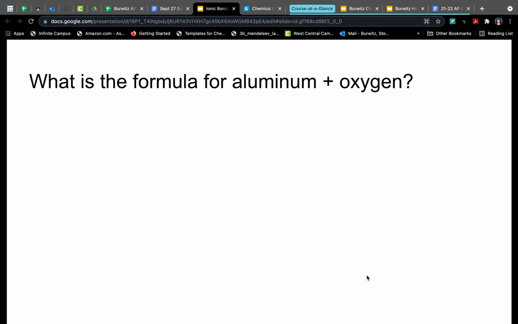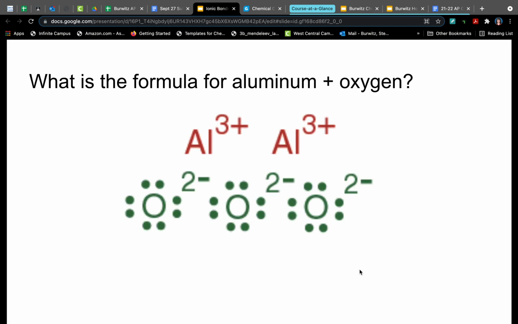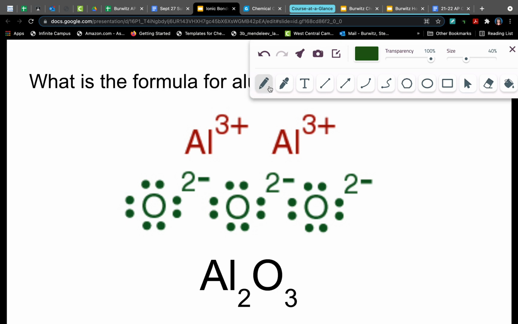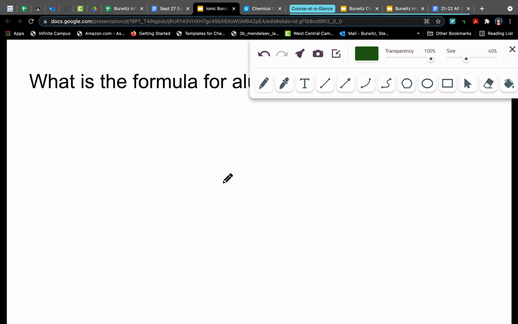How about aluminum and oxygen? Aluminum has a +3 charge. Oxygen has a -2 charge. Their common multiple is 6. So we need 2 aluminums and 3 oxygens to make that work. Now, if you're somebody who's not super great with math, I'm going to show you a little trick that you can use. I'm actually going to roll this back. Okay, so I will show you.